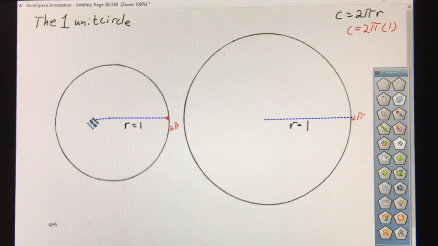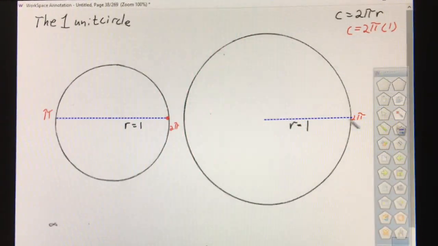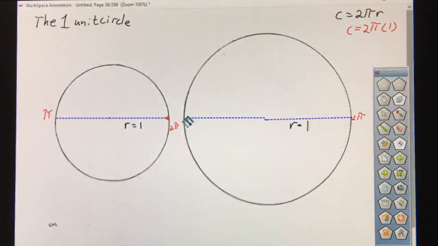Now moving over to the little circle. How far would it be halfway around? Just pi. So halfway around the big circle would also be pi as well.